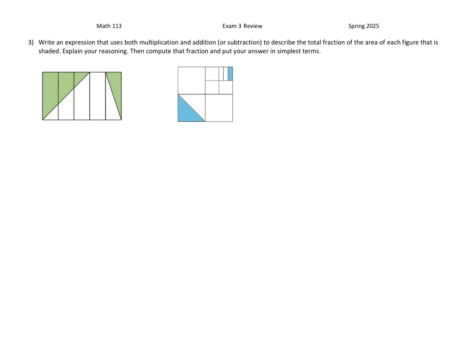Write an expression that uses both multiplication and addition or subtraction to describe the total fraction of the area of each figure that is shaded. Explain your reasoning, then compute that fraction and put your answer in simplest terms.